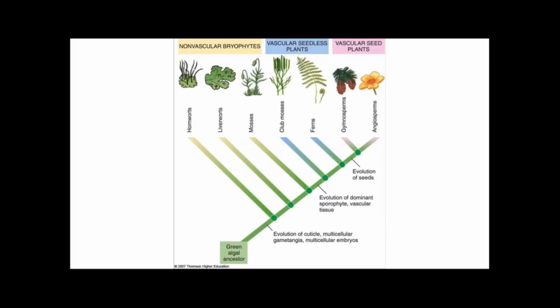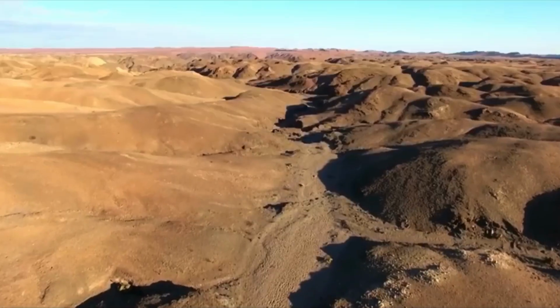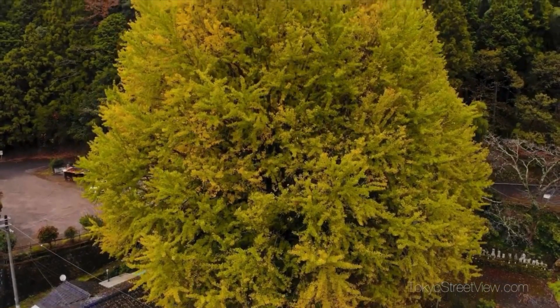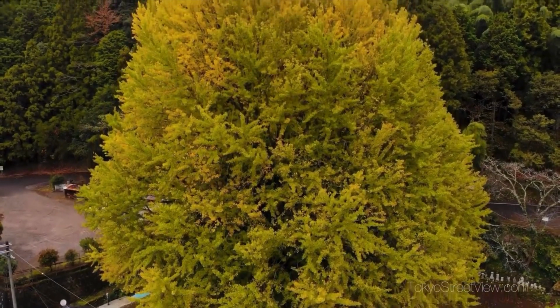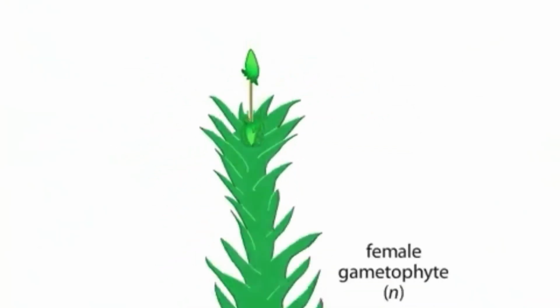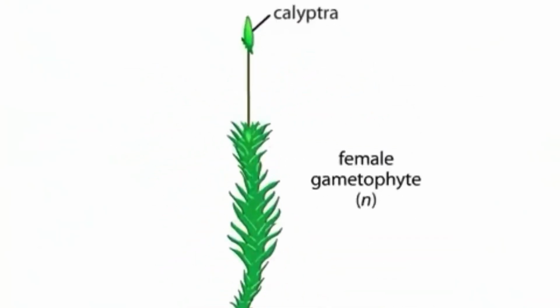Now that we've talked about some non-vascular bryophytes, let's continue up and begin our discussion on vascular seedless plants. So why is vascular tissue so important? The evolution of vascular tissue enables plants to invade drier environments and grow taller. One important concept is the fact that vascular tissue can only grow in the sporophyte. The gametophyte tissue does not have that ability.